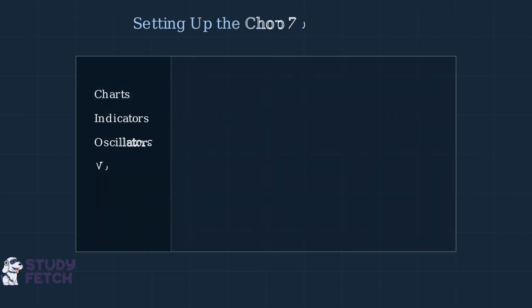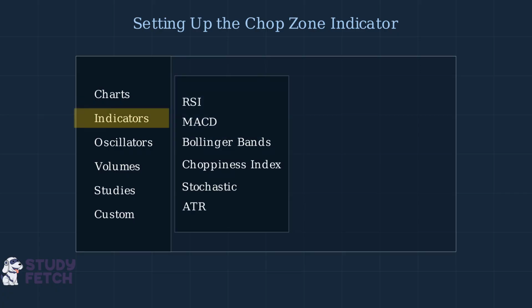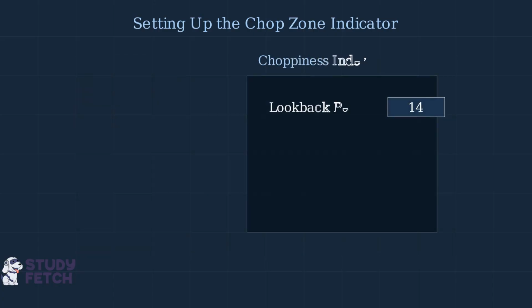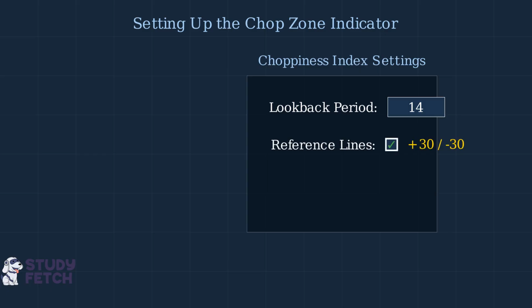To set up the chop zone indicator on your trading platform, you'll first need to locate it in your platform's interface. Navigate to the Indicators or Studies section, where it may be listed as Choppiness Index or CHOP. The primary parameter to configure is the lookback period, which typically ranges between 14 and 45 days. Many traders also add horizontal reference lines at +30 and -30 to clearly mark the boundaries of the chop zone.